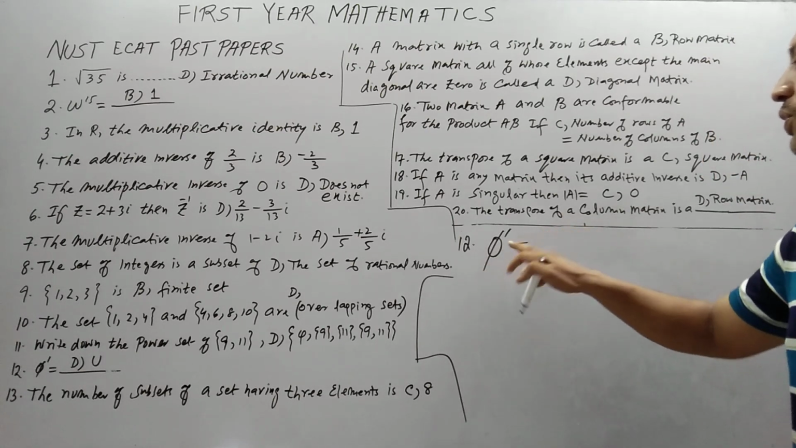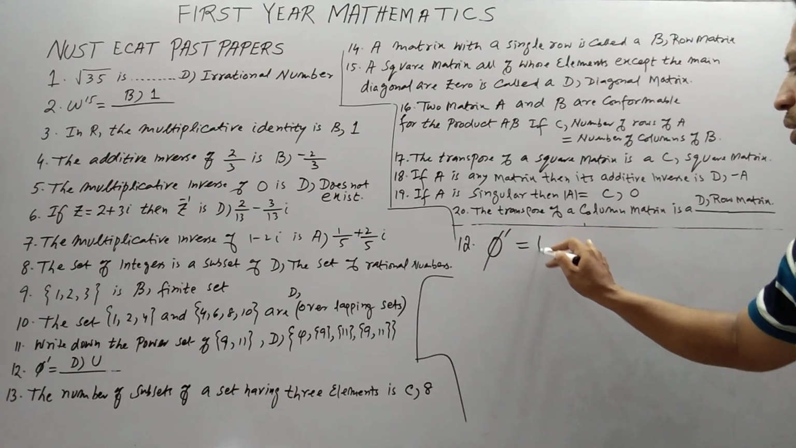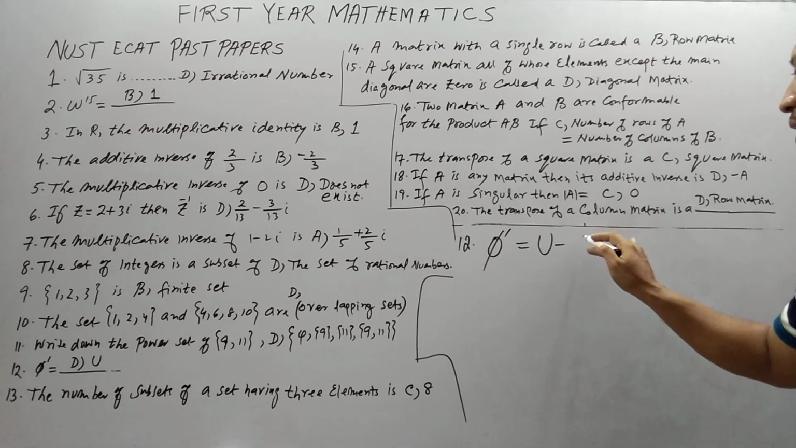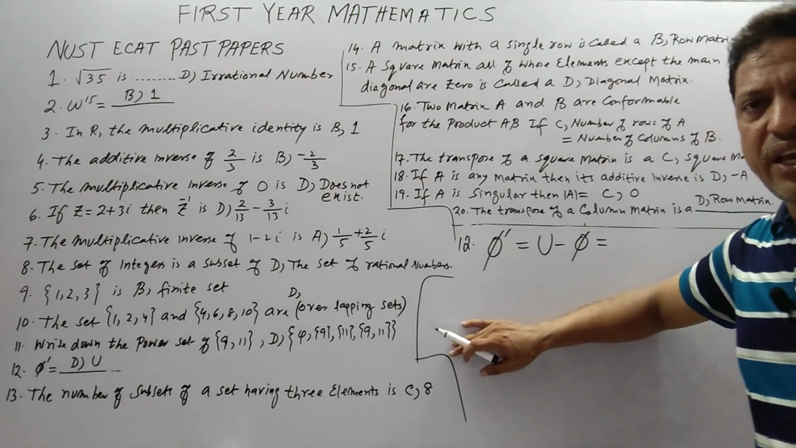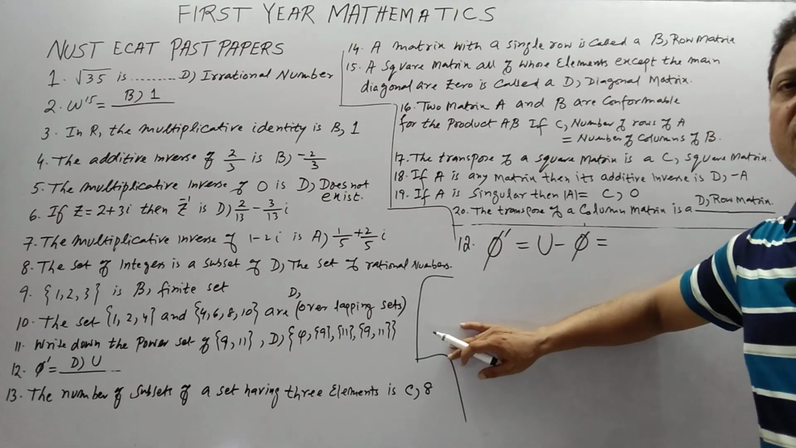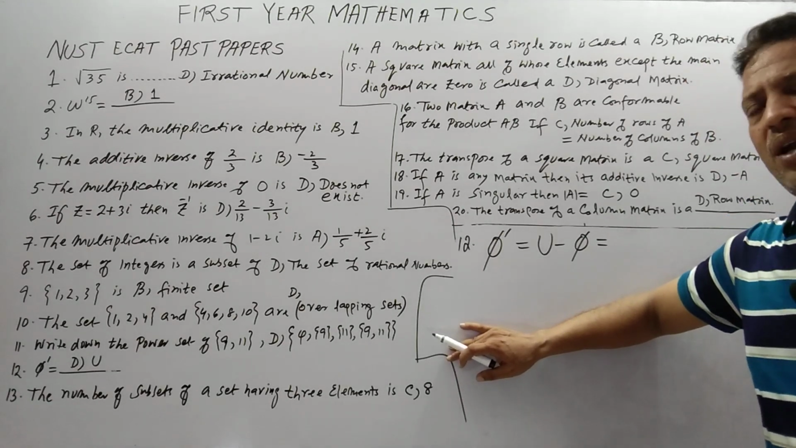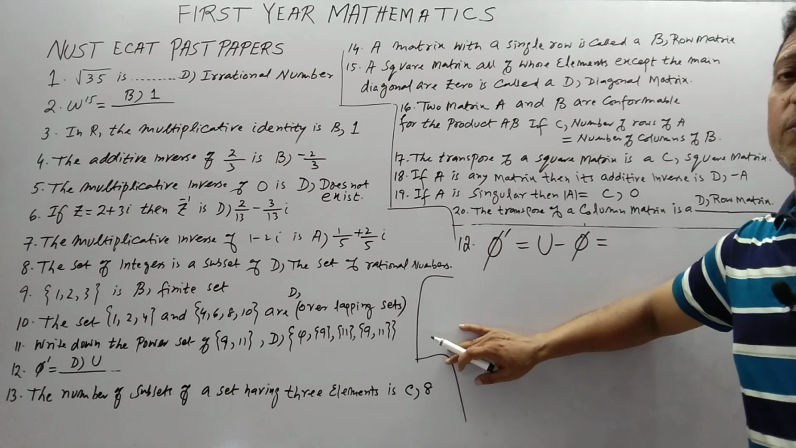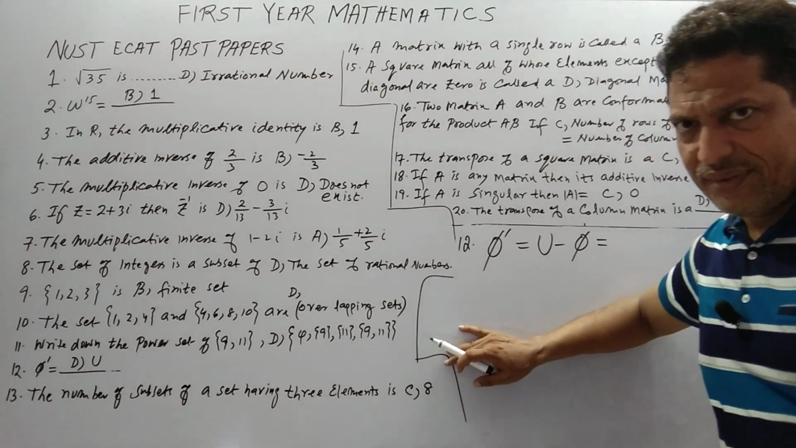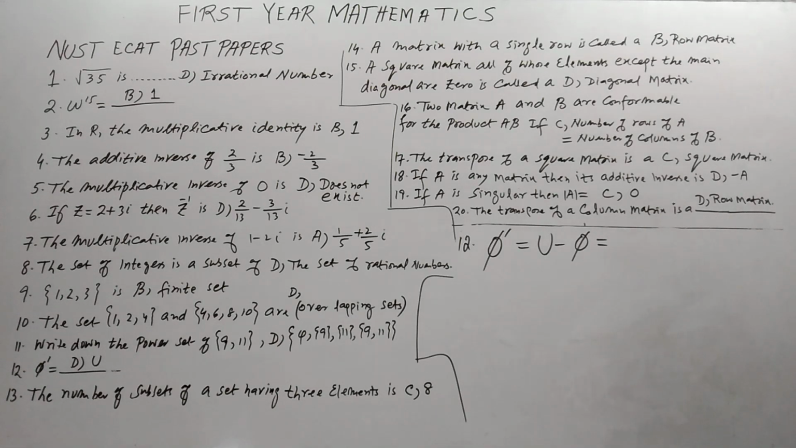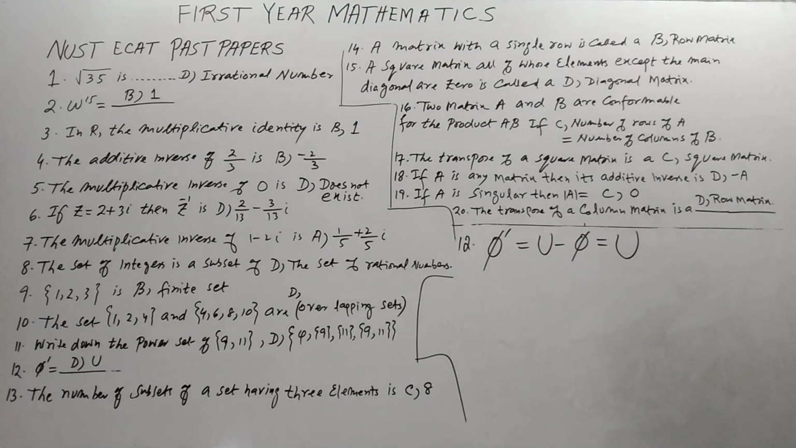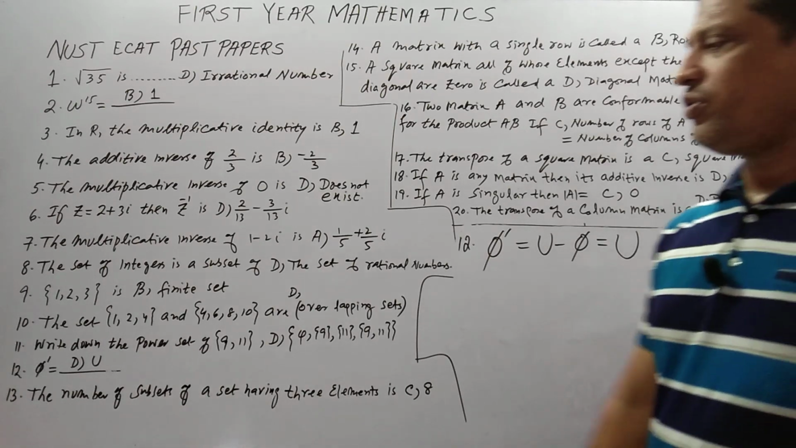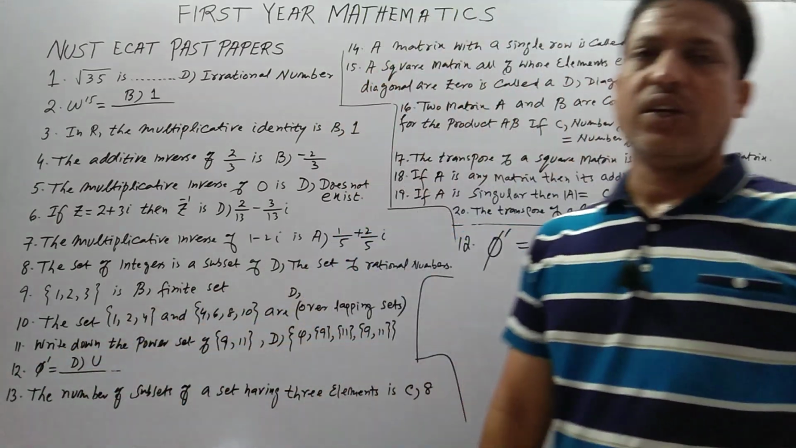Okay, so this is the null set. The null complement is U, which stands for the universal set, minus the null set. If you have 100 rupees in your pocket and you subtract 0 rupees from 100 rupees, you will have 100 rupees again, because 0 rupees is nothing. Therefore, if you subtract the null set from the universal set, you get the universal set again, because the null set doesn't affect the universal set. So the correct option of question number 12 is option D, which is the universal set.